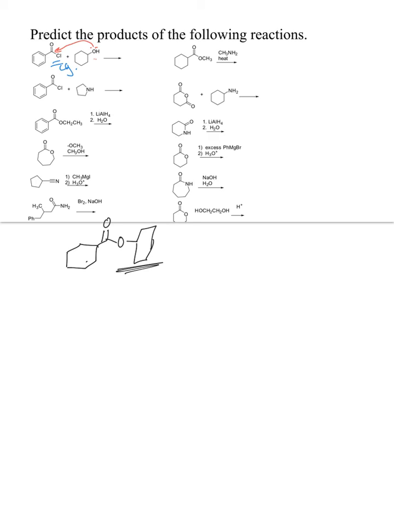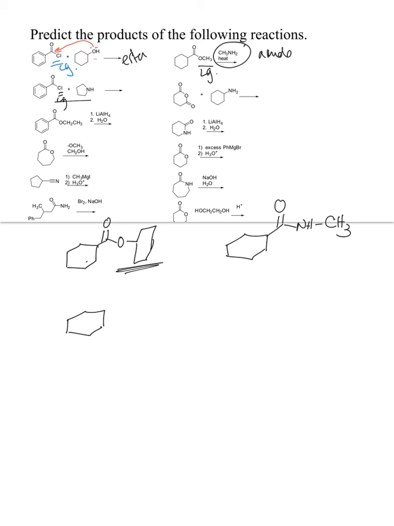Okay, the next reaction here, you have an amine and an ester. The ester is going to be your leaving group. So you're going to make an amide, NHCH3. Here, this is acylation of an amine. So once again, this is going to be your leaving group, and this is going to be your nucleophile. There you go. There's your amide.